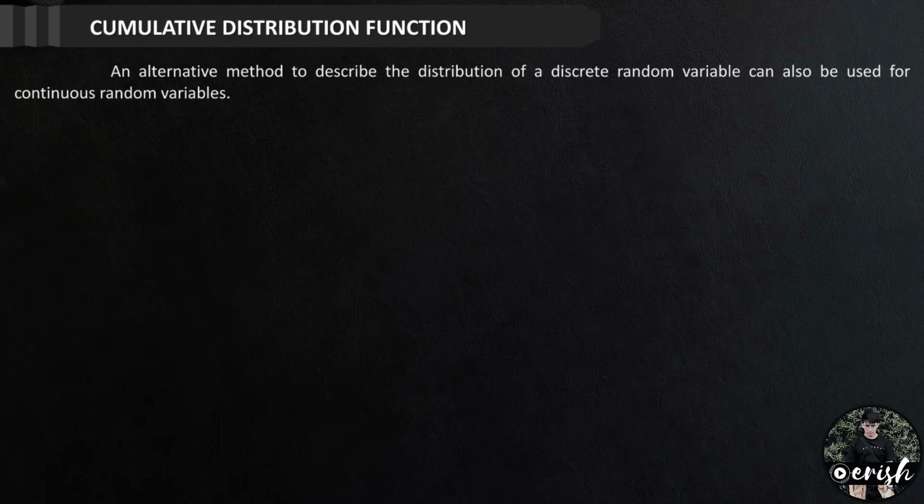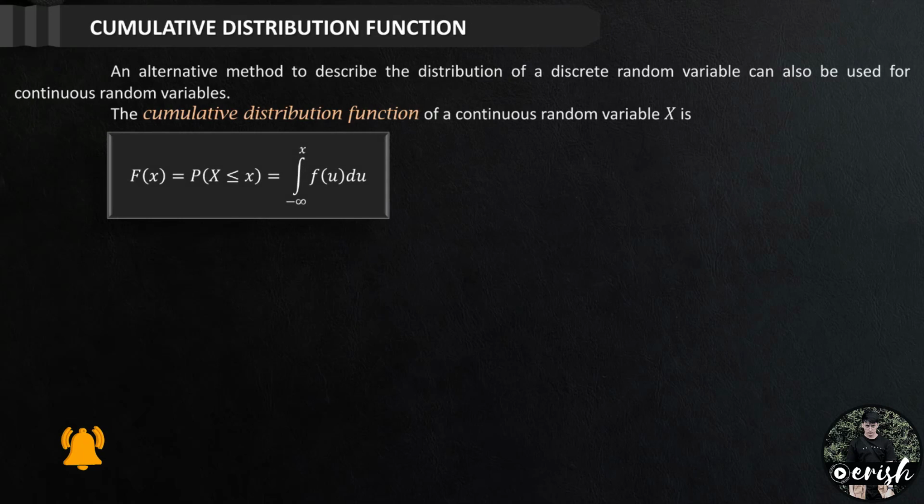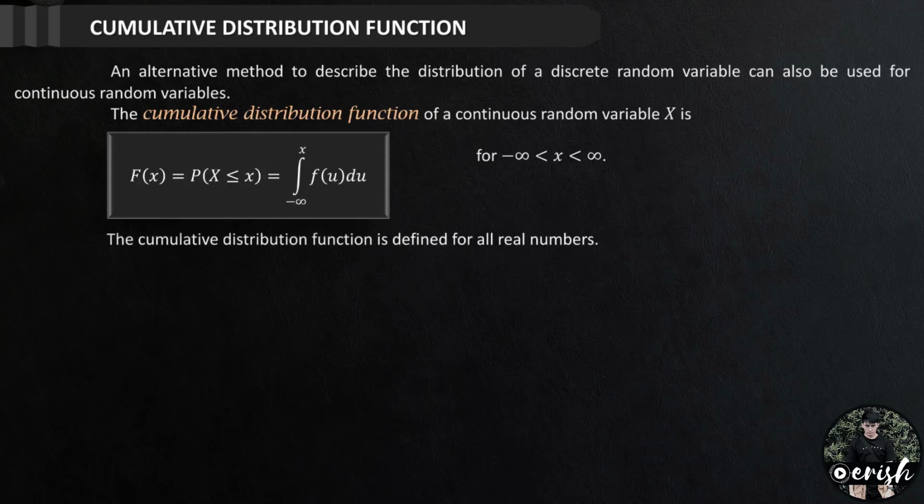An alternative method to describe the distribution of a discrete random variable can also be used for continuous random variables. And again, that is the cumulative distribution function. The cumulative distribution function of a continuous random variable x is given by this equation. F of x, or the cumulative distribution function, is equal to the probability, the integral of f of u du from the limits negative infinity to x, for negative infinity less than x less than infinity. The cumulative distribution function is defined for all real numbers.